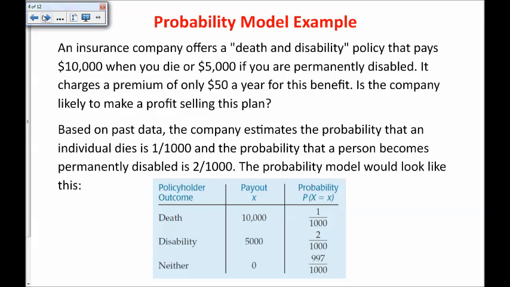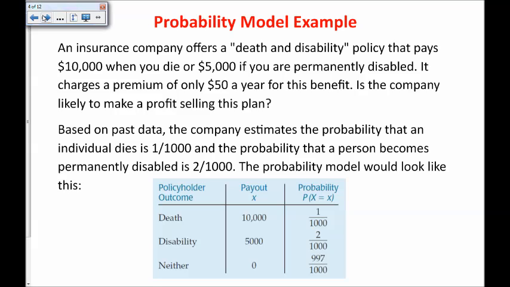Based on past data, the company estimates the probability that an individual dies is 1 in 1,000. That's not a true number. They just made that up for the textbook. But let's just assume it's 1 in 1,000. And the probability that a person becomes permanently disabled is 2 in 1,000. The probability model would look like this.